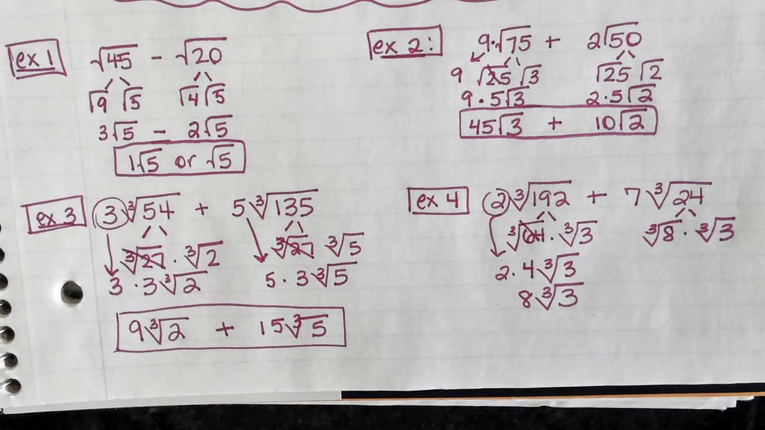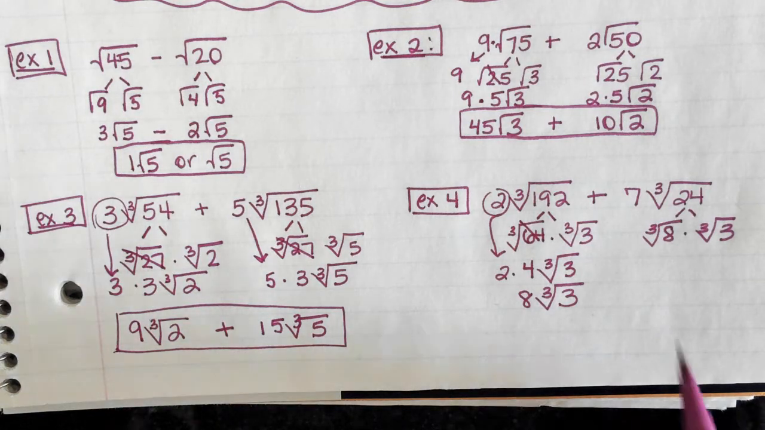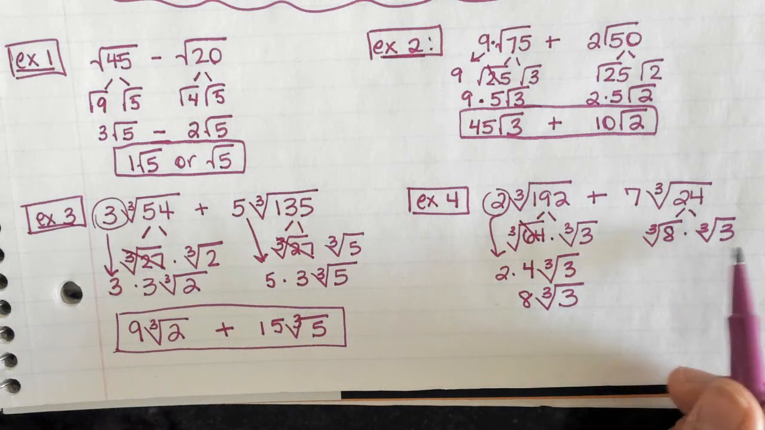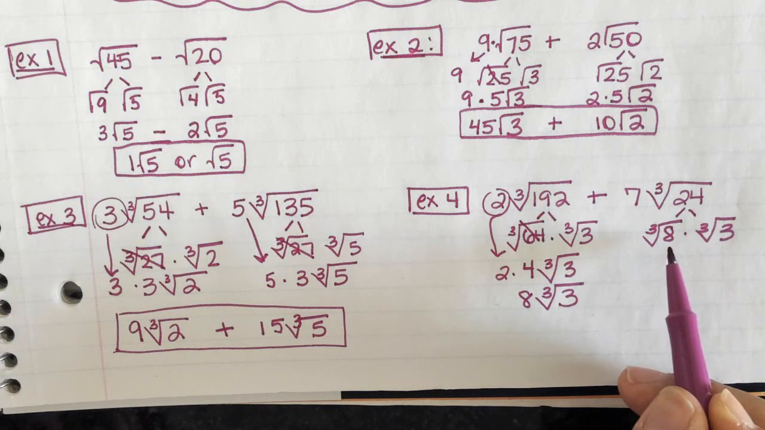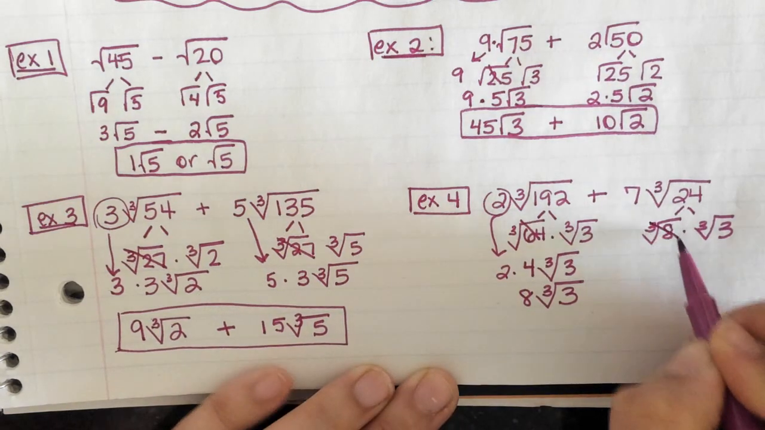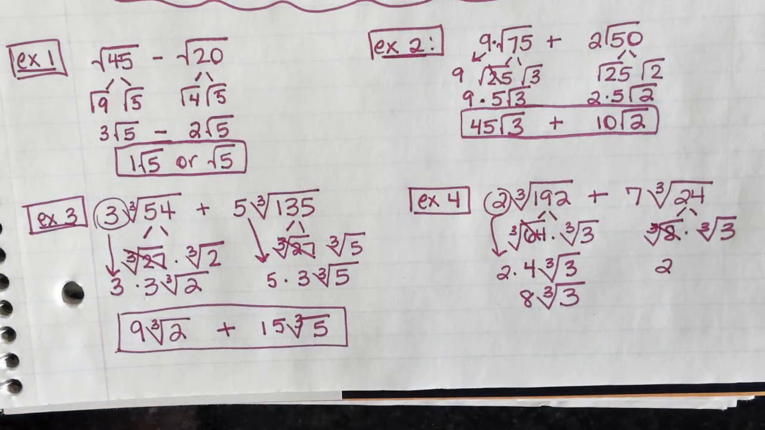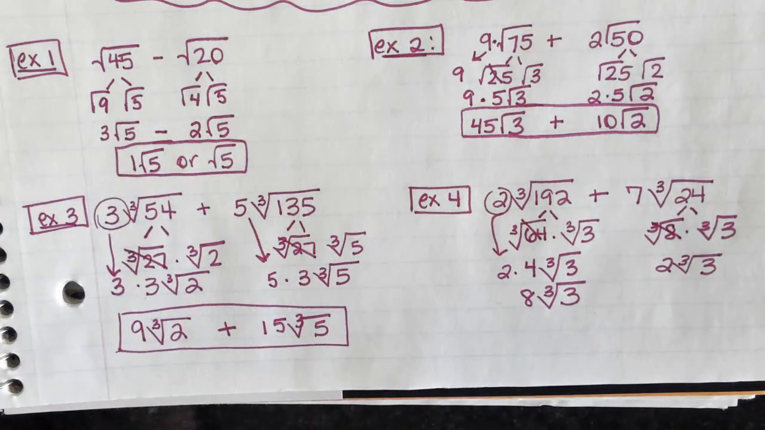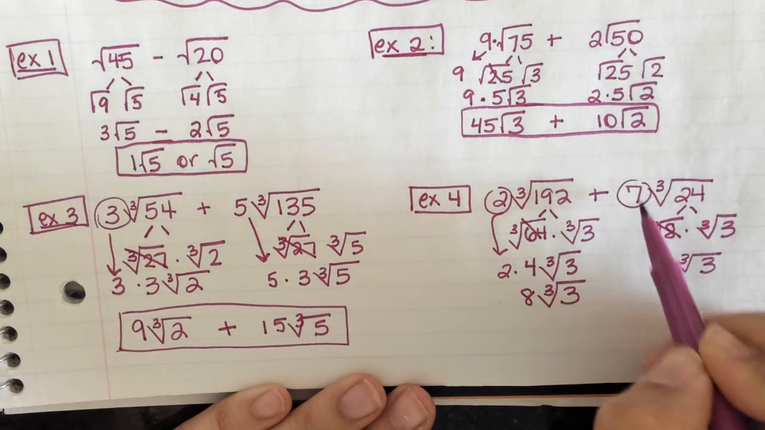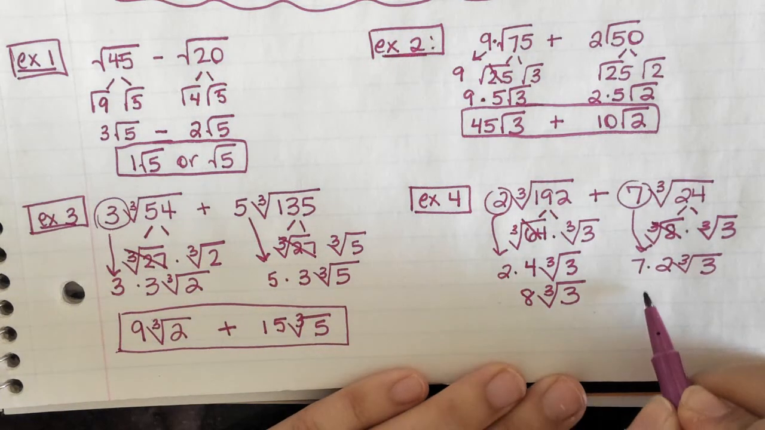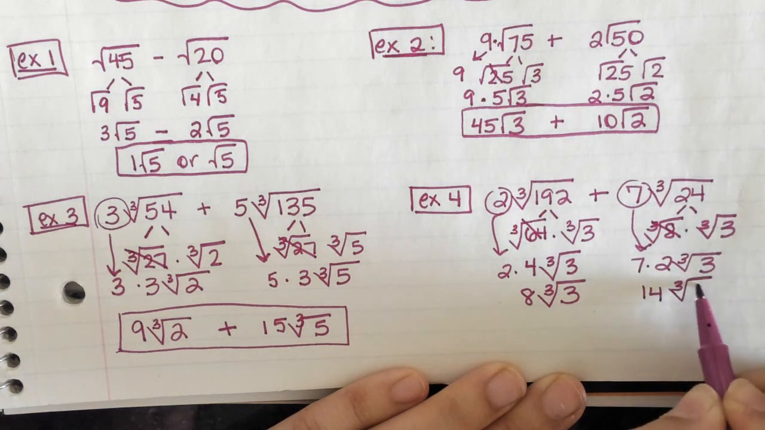I can tell just by looking at this that I picked the biggest number because I know 3 can't be simplified. So 8 times 3 is 24. 8 is the biggest perfect cube that goes into 24, and now I can simplify. The cube root of 8 is 2. I bring down my cube root of 3. I also have to bring down my 7. I'm going to multiply and get 14 times the cube root of 3.